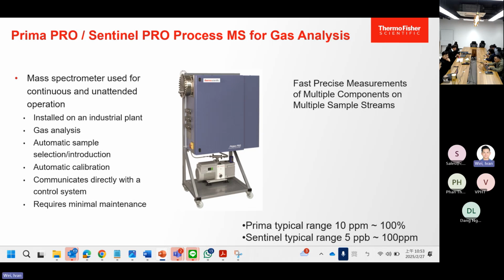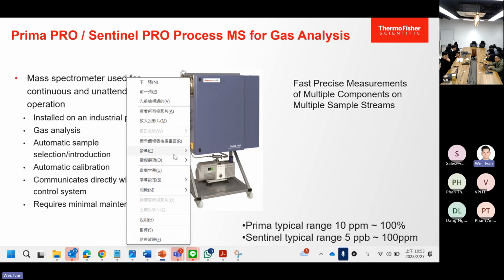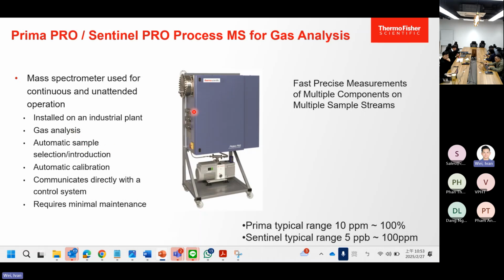Those mass spectrometer analyzers are installed at industrial plants. And then we do have automatic sampling. Here it's a fast, precise measurement of multiple components on multiple sample streams. As you can see here, we're able to link up to several different gas streams or pipes to do measurements sequentially.